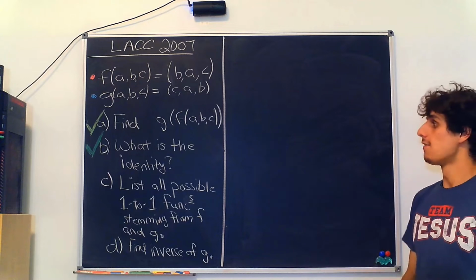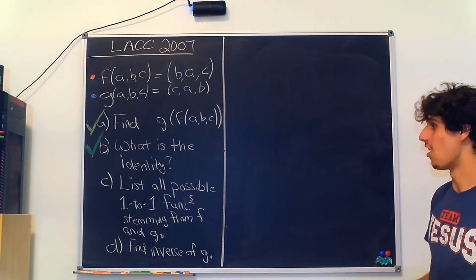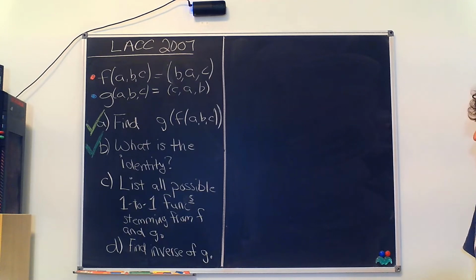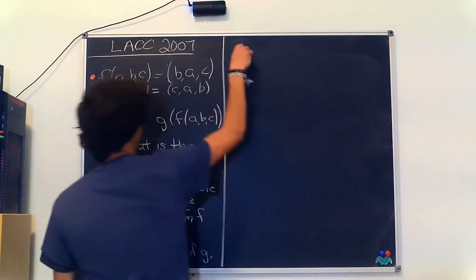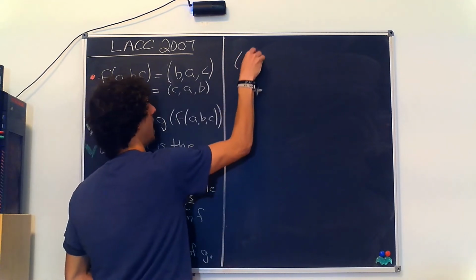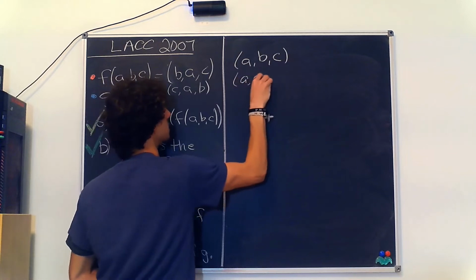Okay, so we've checked off letter B, and now we're moving on to letter C, which tells us to list all possible one-to-one functions stemming from f and g. So what I think we should do here is take this ordered triple and find all the possible permutations, and then find combinations of f and g that satisfy those. So let's see. Our combinations with a at the front are a, b, c, and a, c, b.